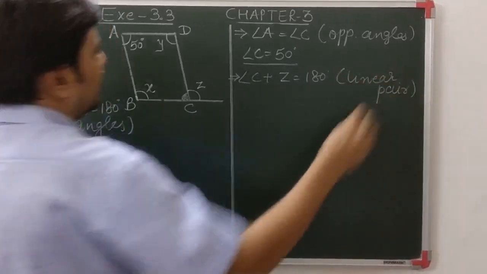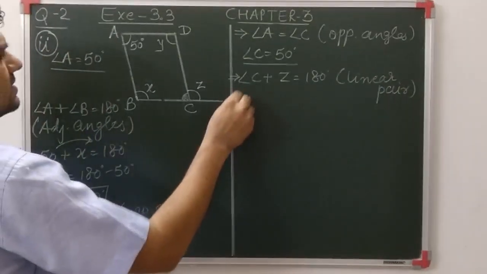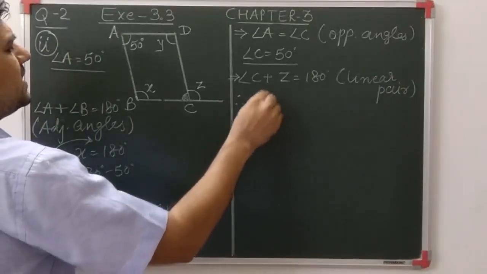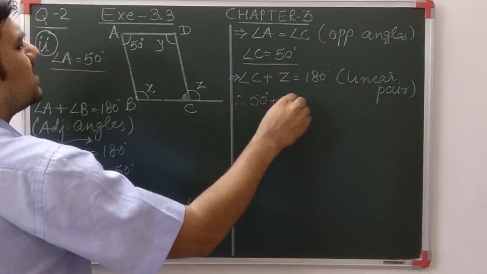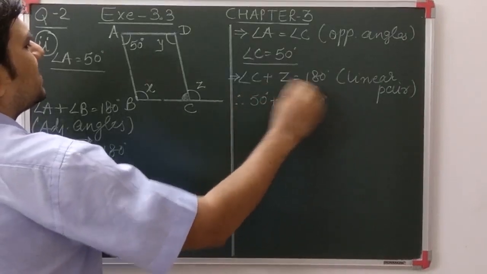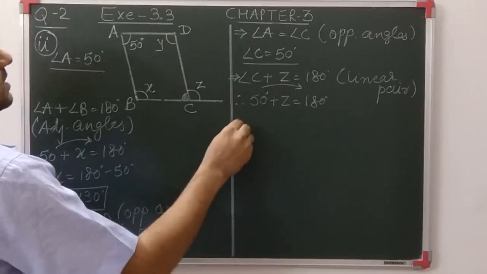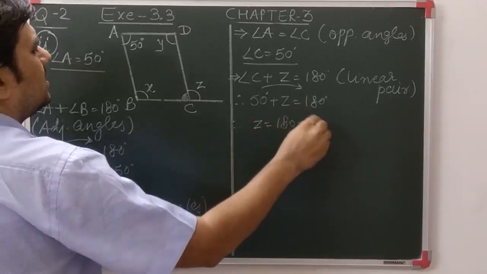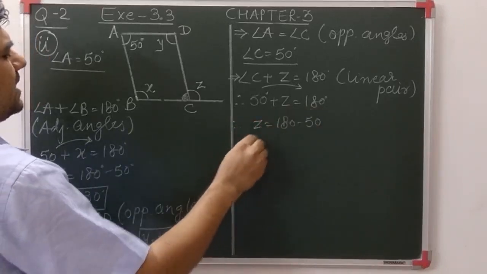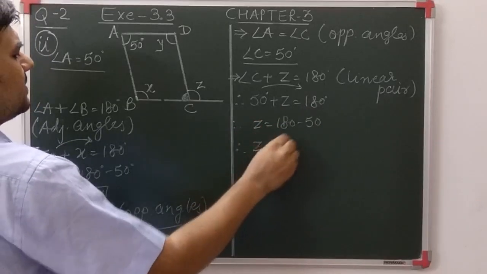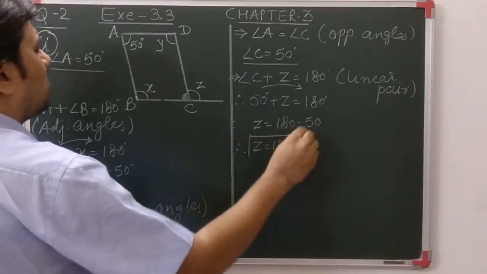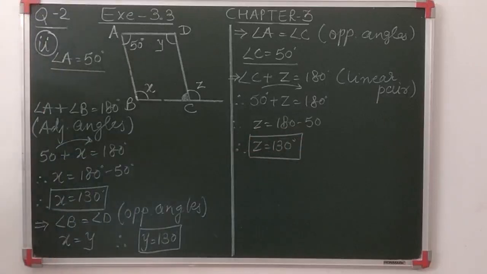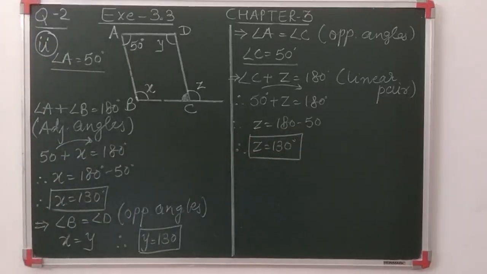As we discussed earlier, in the previous exercise also we have done this. So C is 50, so we can obtain the value Z. So I'll take this 50 to the right hand side. So Z is equals to 180 minus 50 degree. So the value of Z we will obtain, that is 130 degree. So thus the required values of X, Y and Z we obtain for the given diagram.